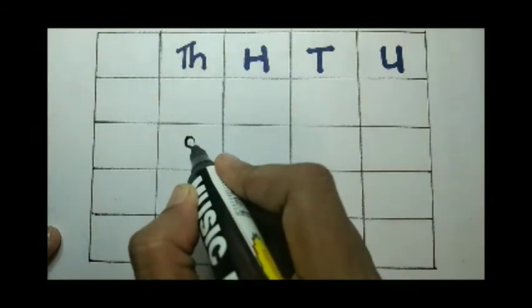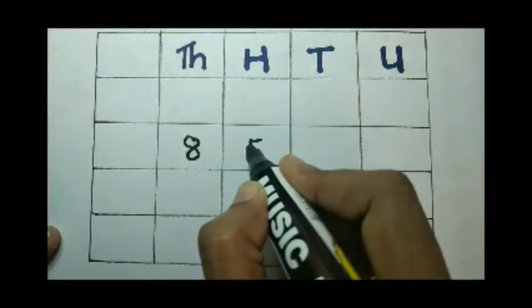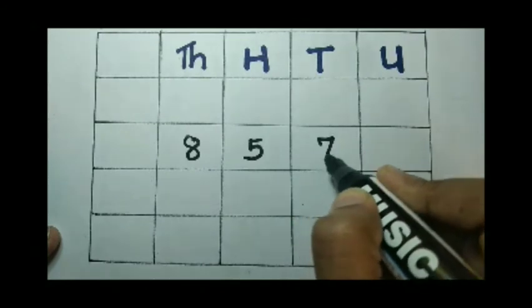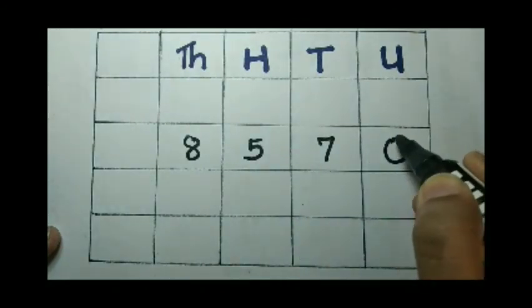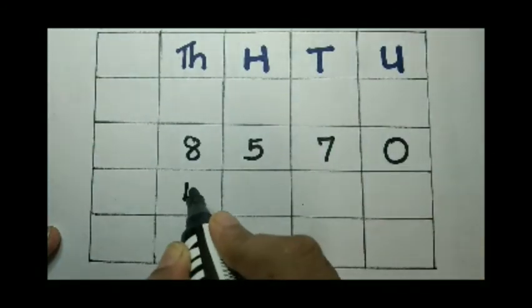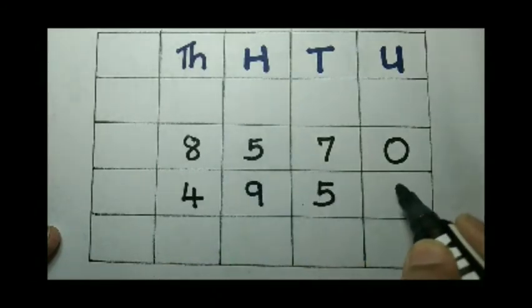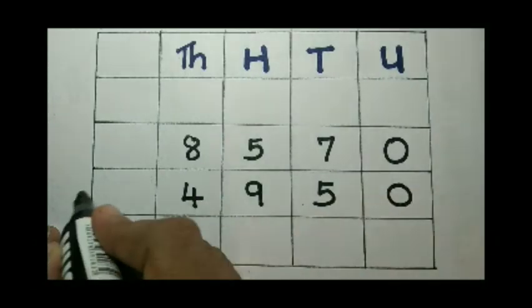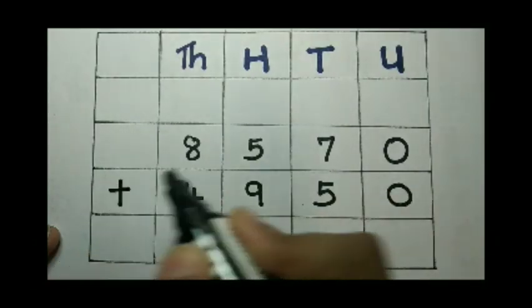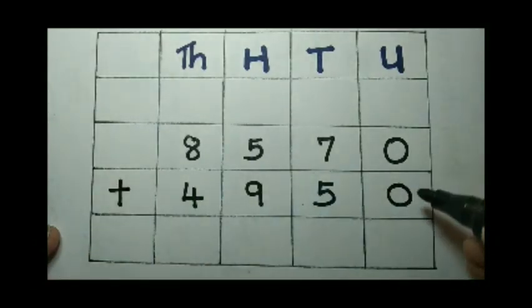First, we are going to write the cost of fodder, that is 8,570, and the cost of animal feed, that is 4,950. Now we are going to find out the sum, so we'll put the plus sign and add. We begin from the units place.